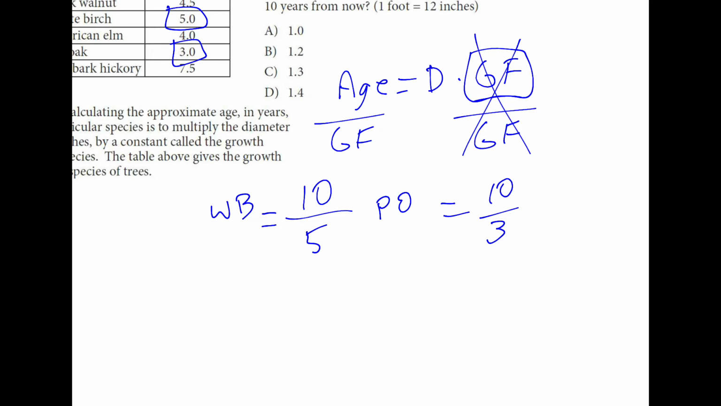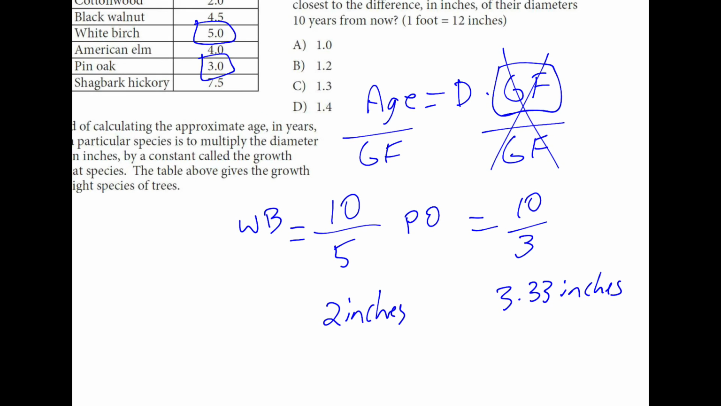So over those 10 years, the white birch grows 2 inches in diameter, and the pin oak grows 3.33 inches in diameter. Or excuse me, pin oak. So what's the difference between these diameters? The difference is 1.3.